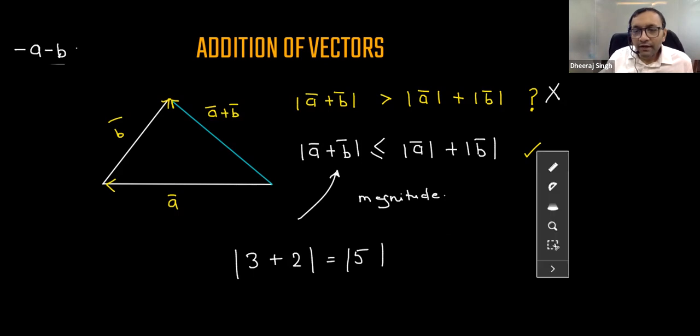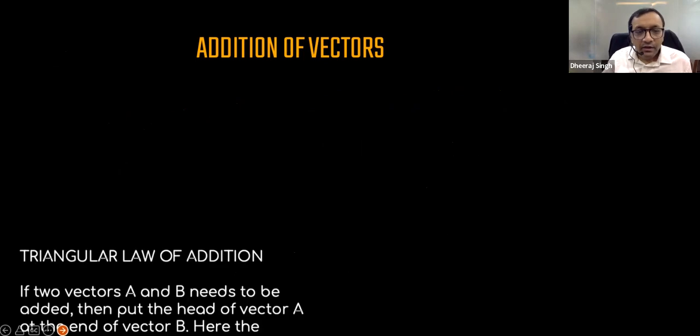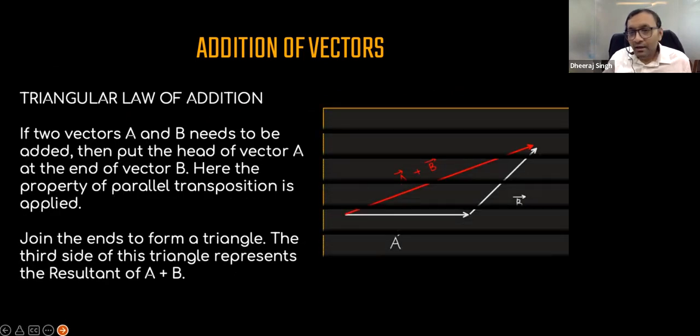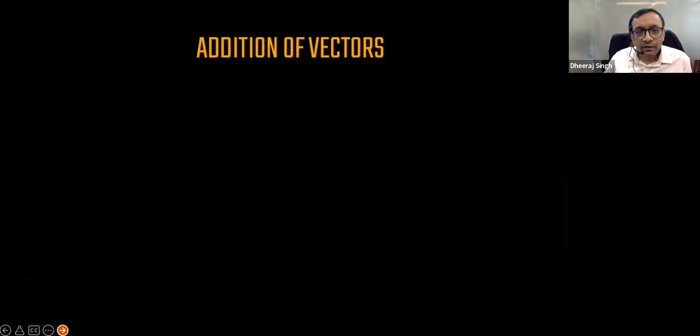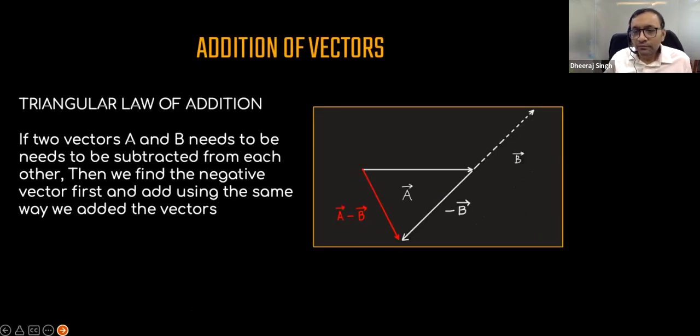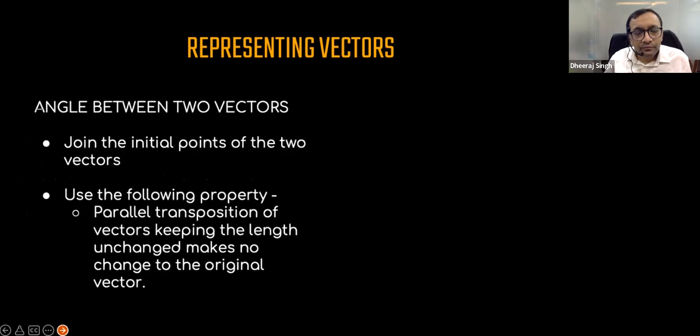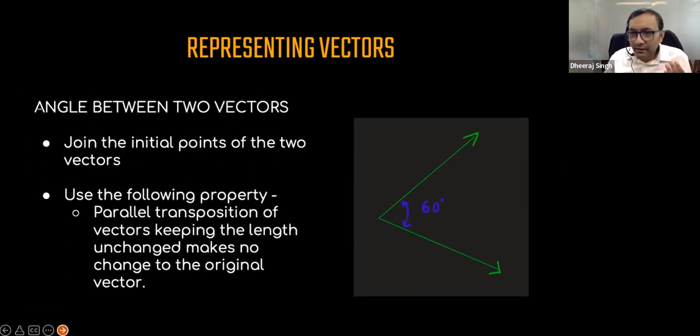The next thing about the vector is the parallelogram law of addition. But let me just browse through the slides so that we are sure that we are not missing anything. We have learned this already. You don't need to note it down. Don't worry, we have already done this just now. We have done this also: reversing the vector to find out A minus B. This also we did. How to find the angle between the two vectors.